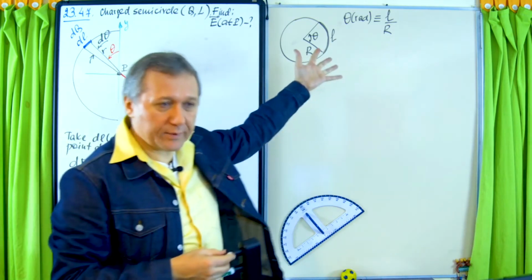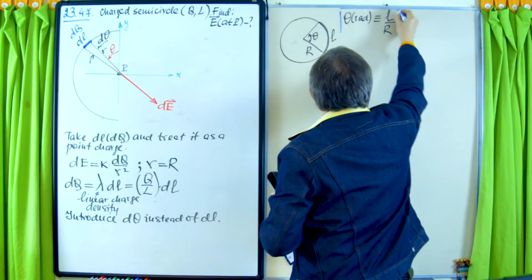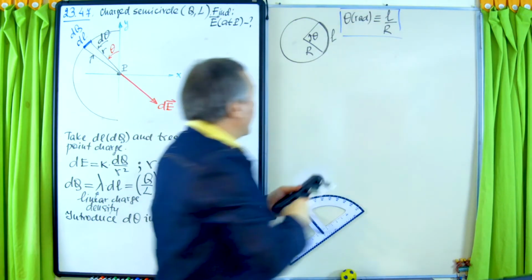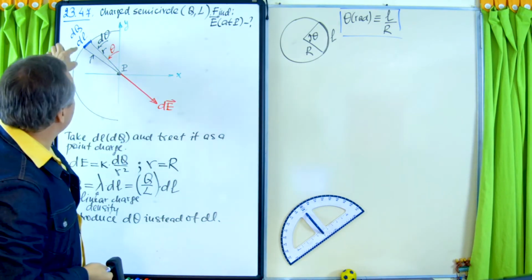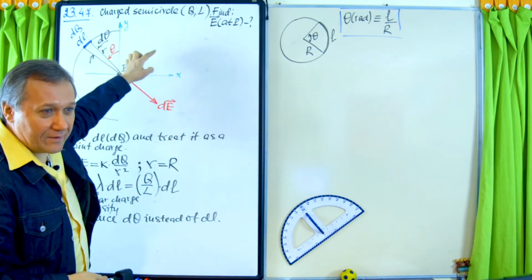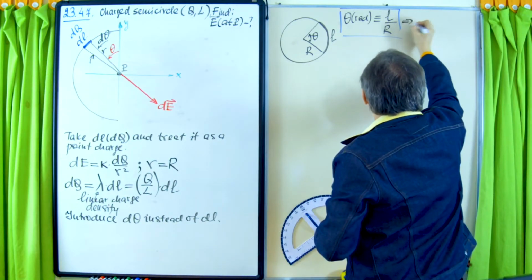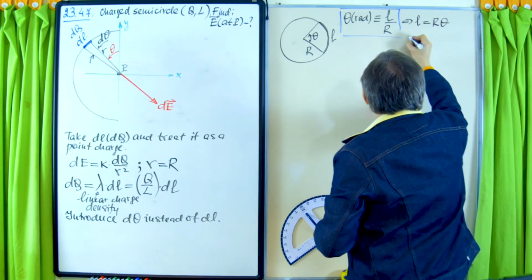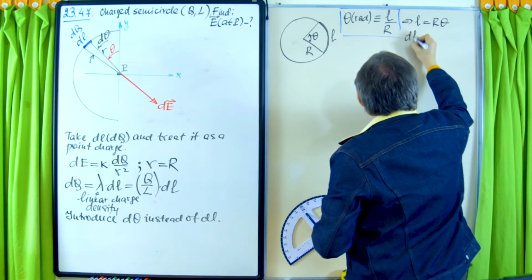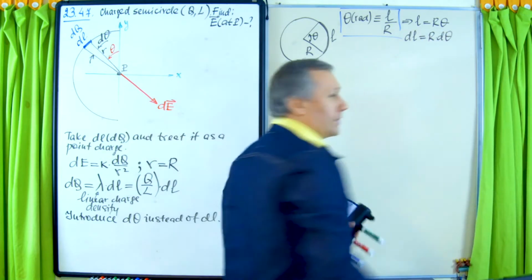By definition, 3 lines. That's why I have 3 lines. Again, okay, we can frame it. And now you can see how we can connect dl with d theta. Easily, right? From here, of course, I can write that L equals r theta. And then, since r is constant, I can write that dl equals r d theta.